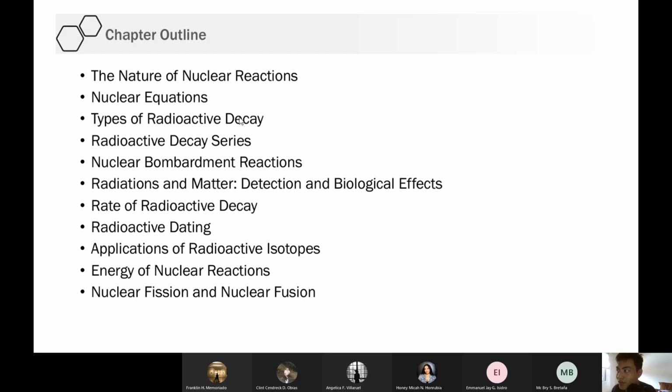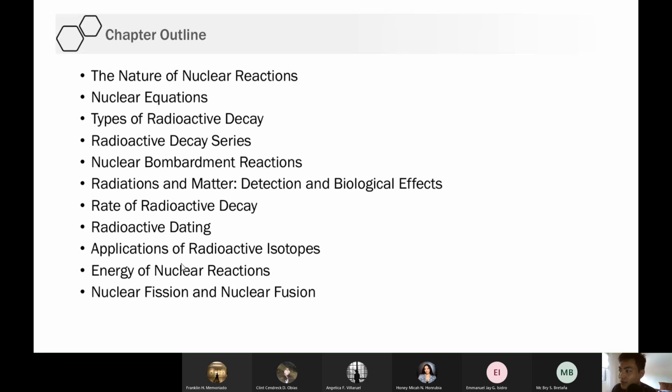Then we will also discuss the types of radioactive decay. Marami yan. So actually, 6 yung uri ng radioactive decay. We will discuss each of them. Radioactive decay series. Ayan. Nuclear bombardment, radiation and matter. Ito yung biological effects. Dito na discuss ano yung mga effect niya sa katawan, what are the pros, what are the cons, no? The rate of radioactive decay, which is used in carbon dating, para ma-predict kung gano'n na katagal yung mga artifacts sa mundo. Kung millions of years ago pa siya, thousands of years ago, dito yan, sa nuclear yan.